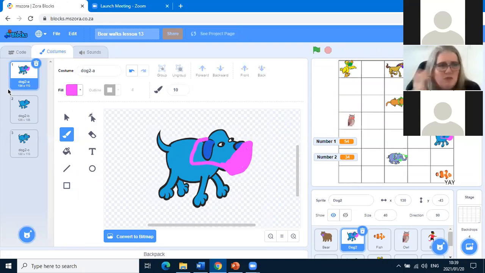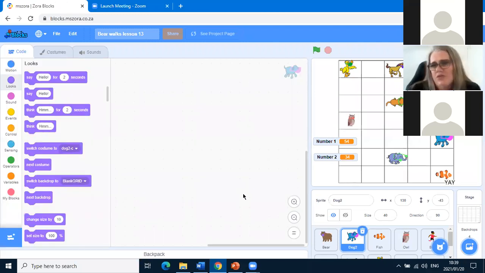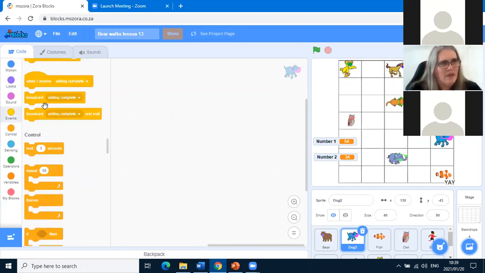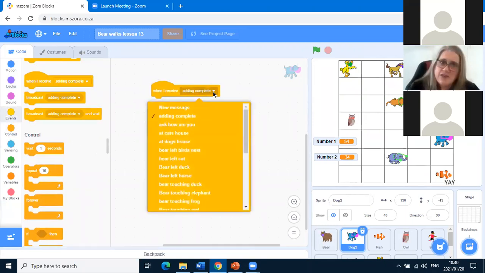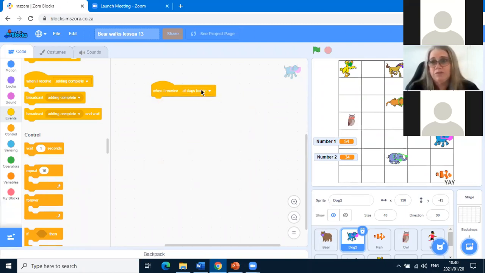And we're going to keep doggy in his place. We're not going to let him change costume or anything. We'll just make him glide backwards, okay? Because doggies can walk backwards too. Why not? Right, so we're on dog's code. When he receives, when I receive that bear is at dog's house, found the right secret code there, the message. When I receive that bear's at dog's house, doggy is going to move to there. I think that's a good enough place. That's far enough away. So we're going to make him glide. Or we can change his X value.